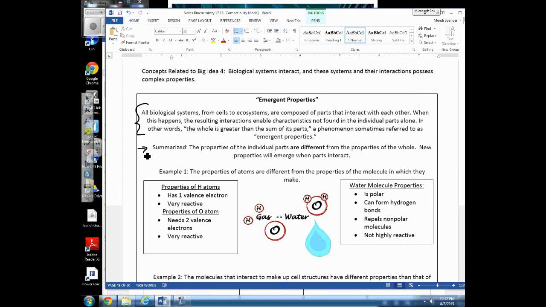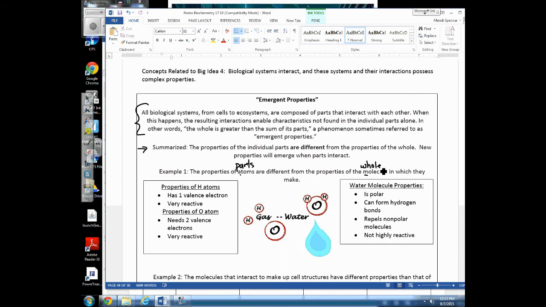So let's use water as an example. We know that water and other molecules are made of parts, are made of atoms. So let's label this the parts. And these parts come together to form the molecule. So the molecule is the whole. So let's look at the properties of these atoms. We know hydrogen is very reactive because it needs to get rid of 1 valence electron. Oxygen is also very reactive because it needs 2 valence electrons. So those are some properties of the individual atoms.